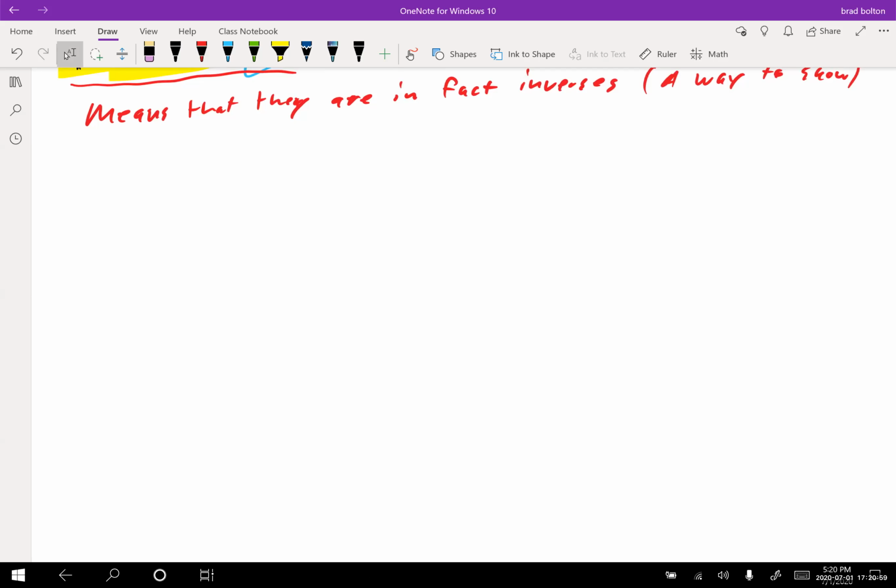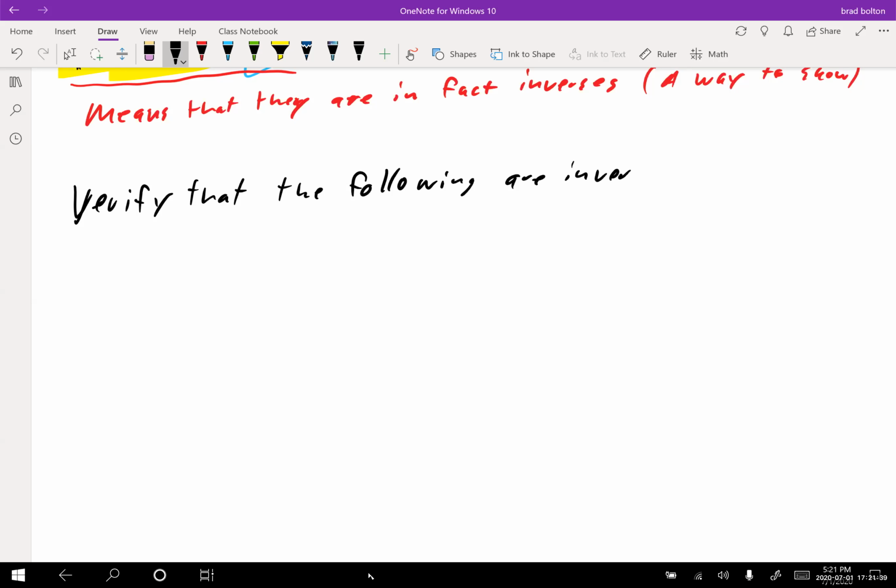Another thing that we have to talk about, so let's verify this real quick. Instead of going on to the next thing, sorry about that, you guys, let's verify. Verify that the following are inverses. Okay, so I have f of x equals the cube root of x, and g of x equals x cubed, okay?